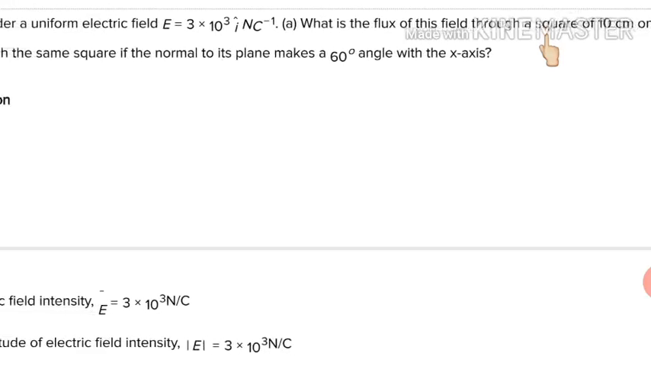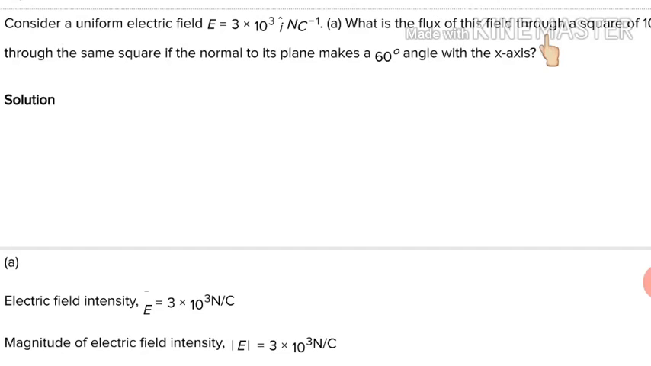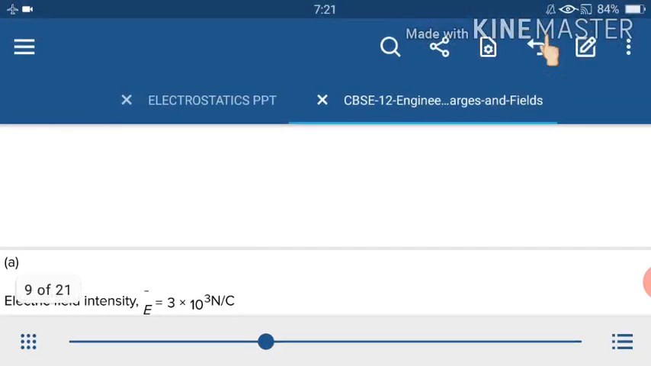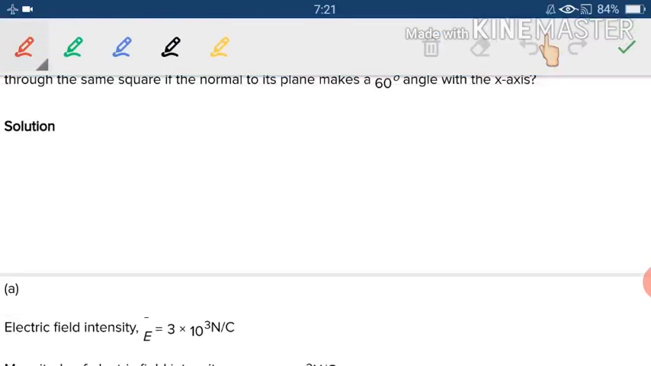Okay, so first we will solve the first part, then we will discuss the second part. So right now I am not reading the second part. Before that, let me draw the diagram for this particular question. So the diagram will be like this.